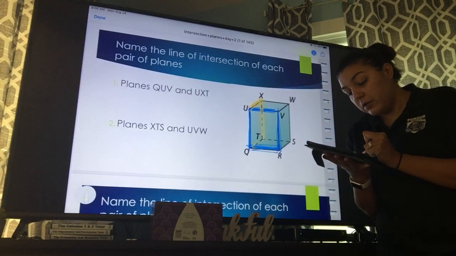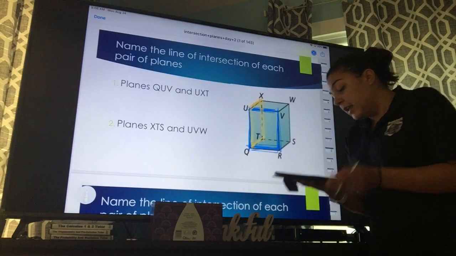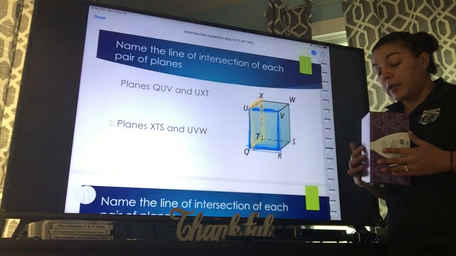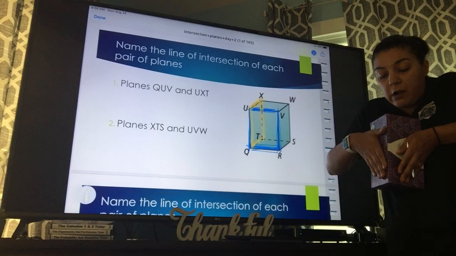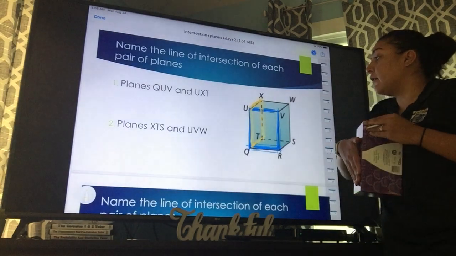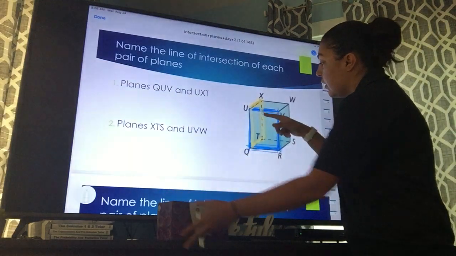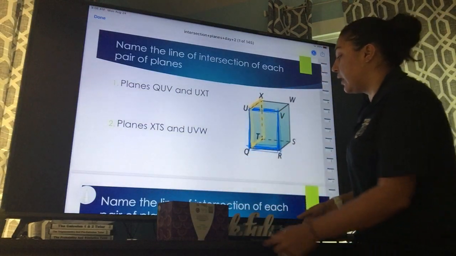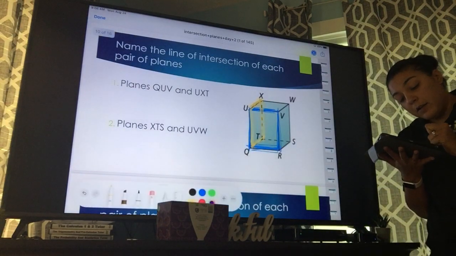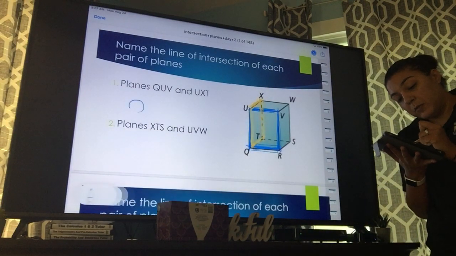Okay, so you can draw that on the side, and if you're imagining and you know that you have this side and the front side, well, this corner is going to be our line of intersection, and you can see that where you got blue, blue, blue, blue, and yellow. So it's going to be QU or UT. It doesn't matter. I'm going to say QU.